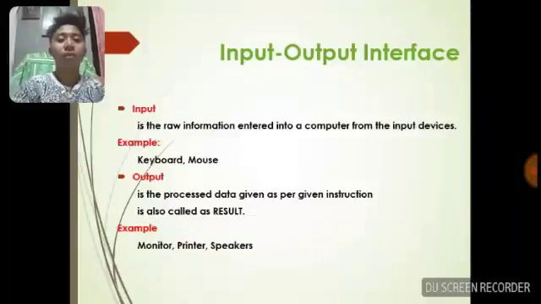Input is the raw information entered into a computer from an input device. Example, keyboard and mouse. Output is the processed data given as per given instruction. It is also called a result. Example, monitor, printer, speaker.